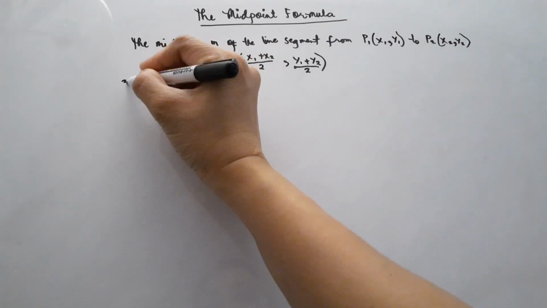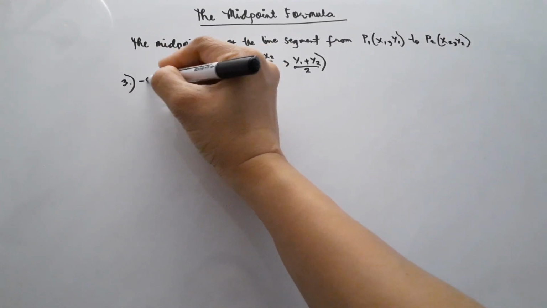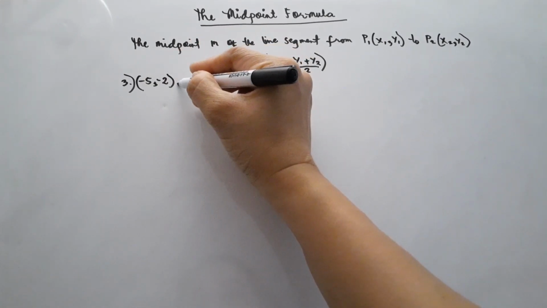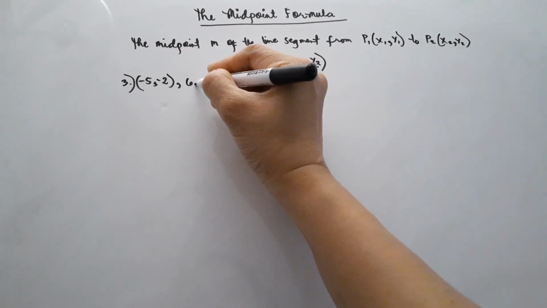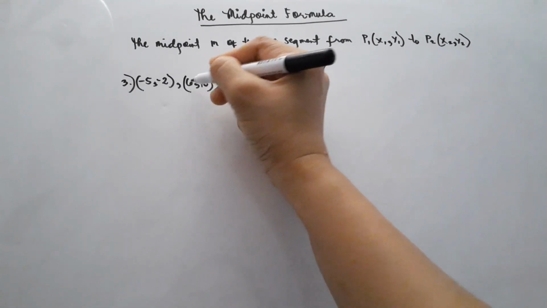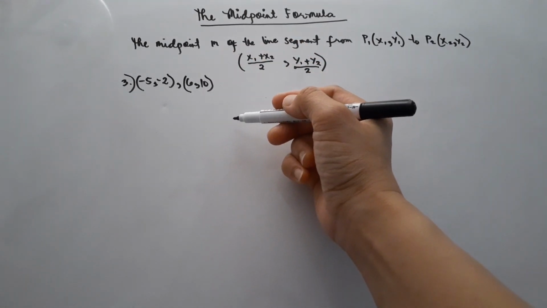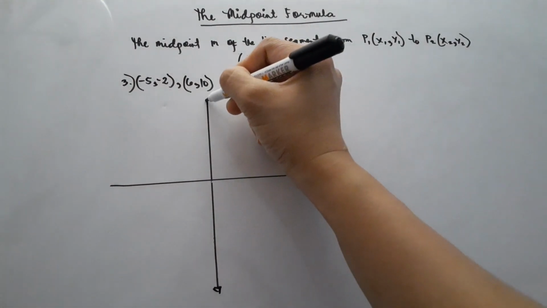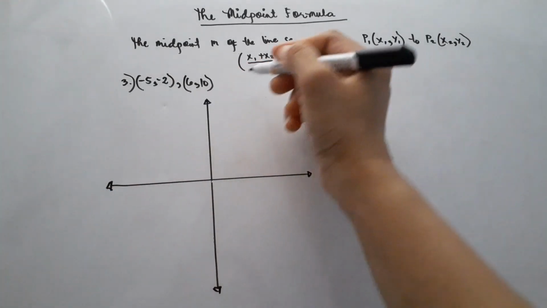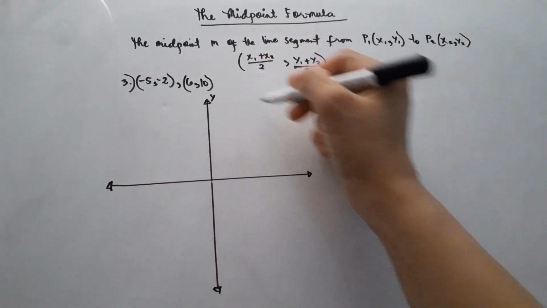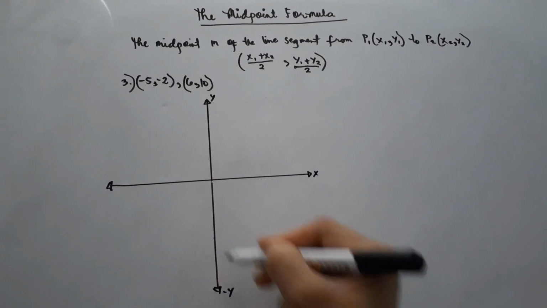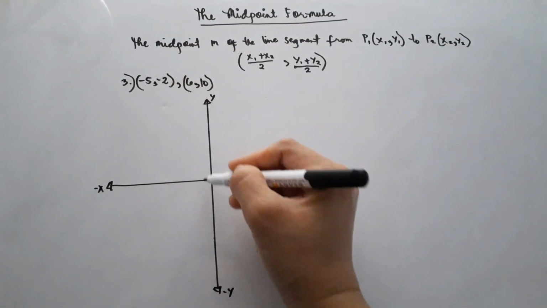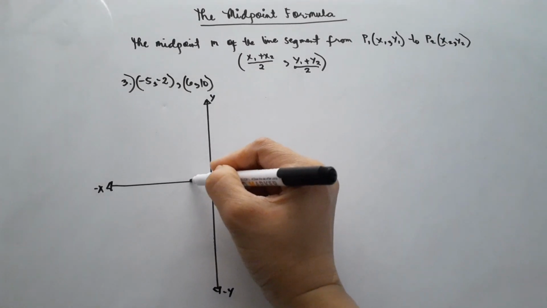Then let's have another example, number 3. We have negative 5 and negative 2, which is our point 1, and 6 and 10. This is our point 2. So let's take it in the graph, and then we will look at its vertices in its axis. So we have y axis, x axis, negative y axis, and negative x axis. So we have negative 5 and 6. So we can plug in here.